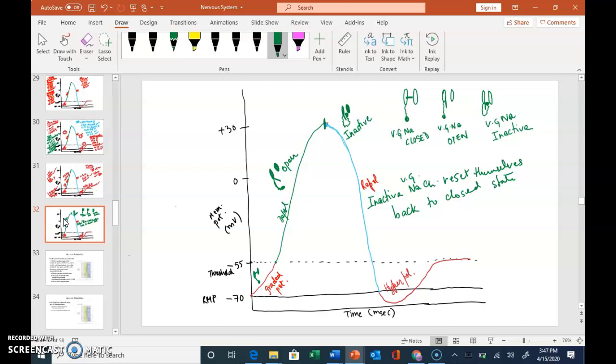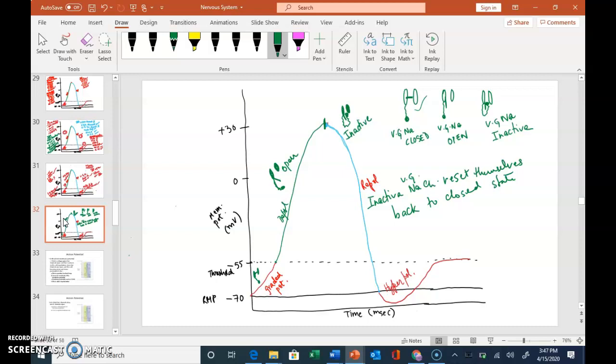We know that the voltage gated sodium channels have two gates, right? So when they are closed, it looks like this. When they're open, both gates are open, and during inactivated state, the gates are closed by the little ball. Okay, so during graded potential, these channels are closed.